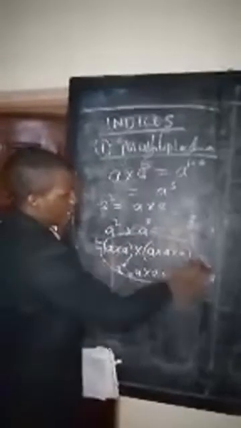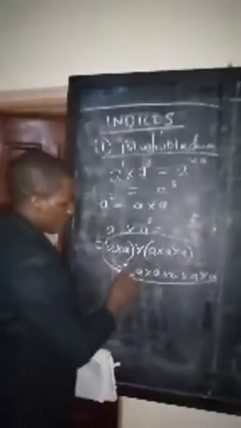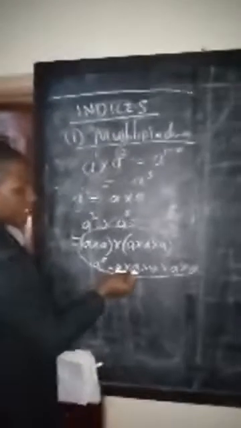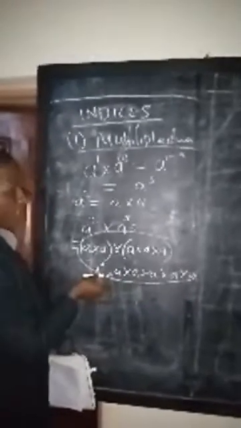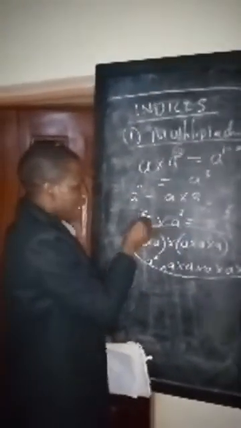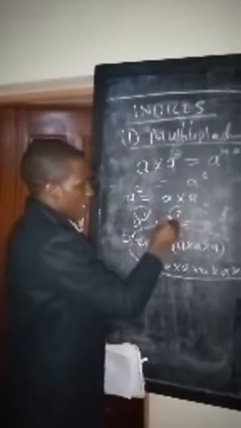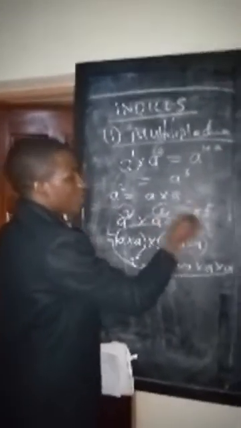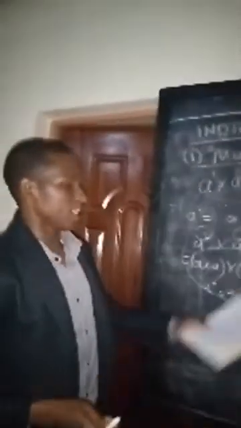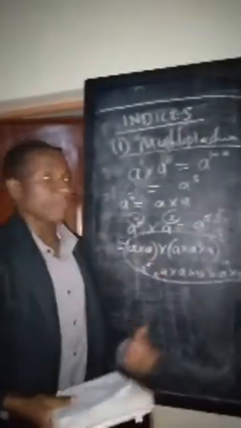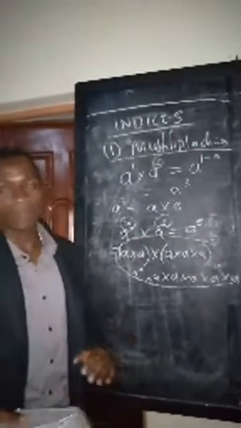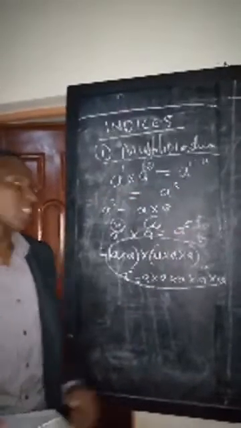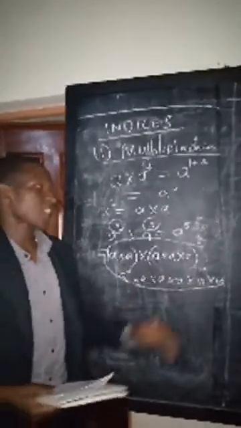And therefore, if we apply this law, we can see very clearly that if you multiply the number by itself 5 times, we get A power 5, which is the same as adding the powers 2 and 3. If we add these powers, we get A power 5. So simply, when we have to multiply numbers with a common base, we just need to add the powers and write the base as it is.